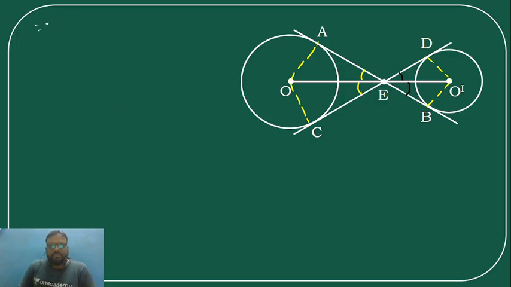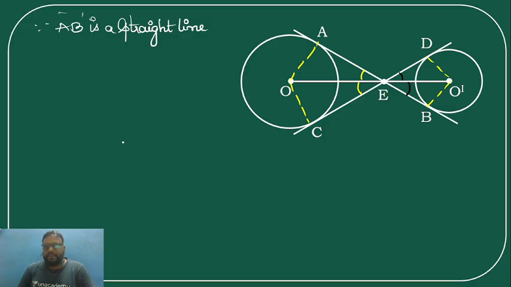Now since AB is a straight line, one important point to be observed here: angle AED plus angle BED form a linear pair. So I can write angle AED plus angle BED equal to 180 degrees.